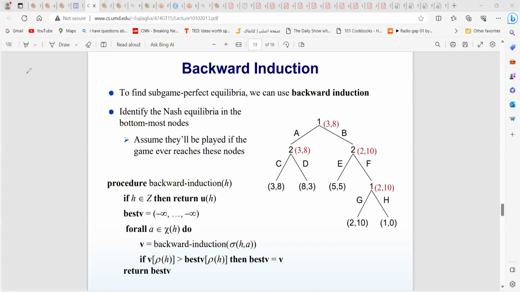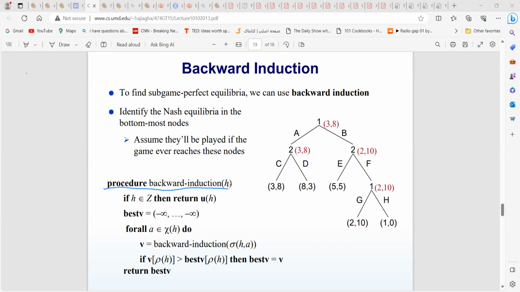So to find the subgame perfect equilibrium, we can use backward induction. Identify the Nash equilibrium in the bottommost nodes, in a dynamic programming fashion. Assuming that if we reach there it would be the Nash equilibrium, we see among all the children which one is the best for rho of that particular node, and the corresponding utility comes up. So if you want to write the program, it would be this.